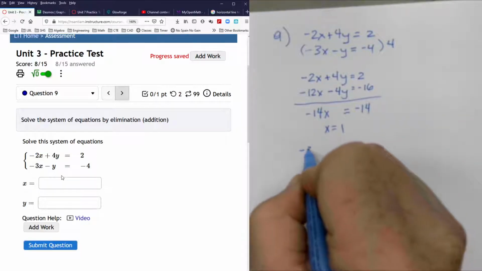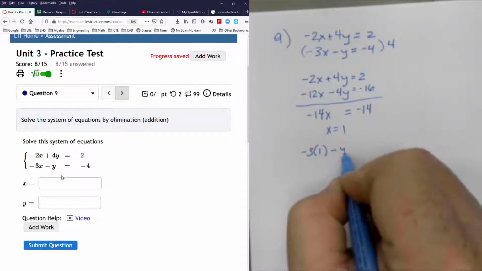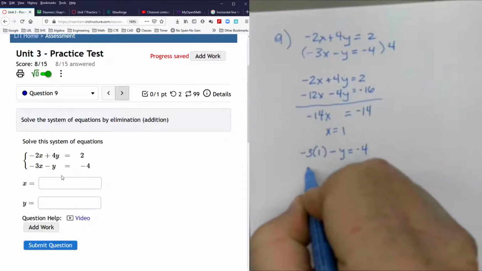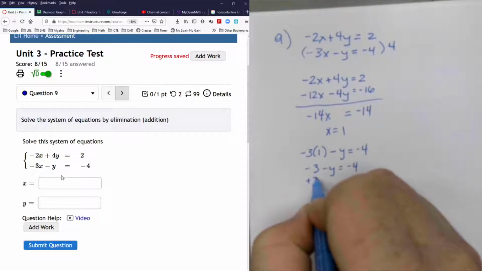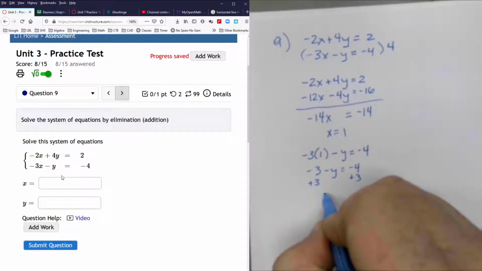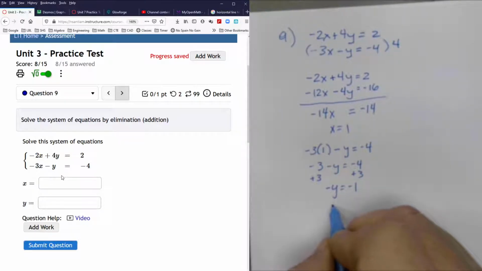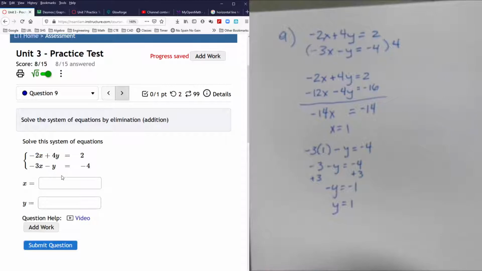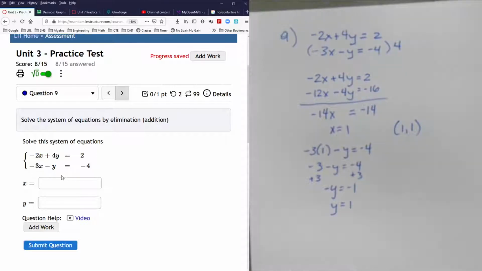So I'm going to use negative 3 times 1 minus y is equal to negative 4. So that's going to be negative 3 minus y is equal to negative 4. Add 3 to both sides. I get negative y is equal to negative 1. If negative y is negative 1, then y has to be positive 1. So my solution here is going to be the coordinate 1, 1.